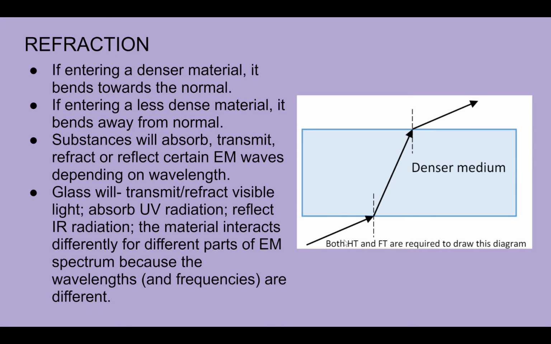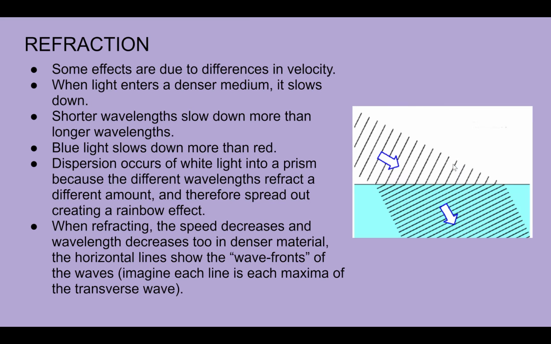You should remember how to do this in the exam. If the light goes this way, it will go back up like that. So that's refraction. Some effects are due to differences in velocity. When light enters a denser medium, it slows down. Shorter wavelengths slow down more than longer wavelengths. Blue light slows down more than red.